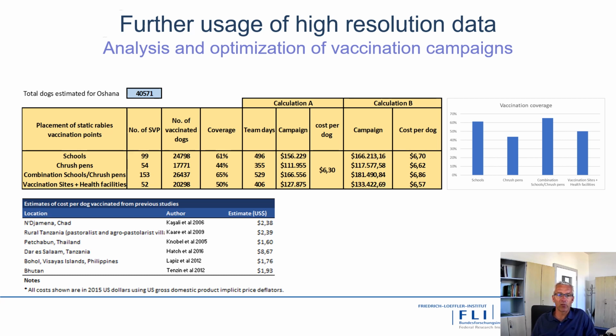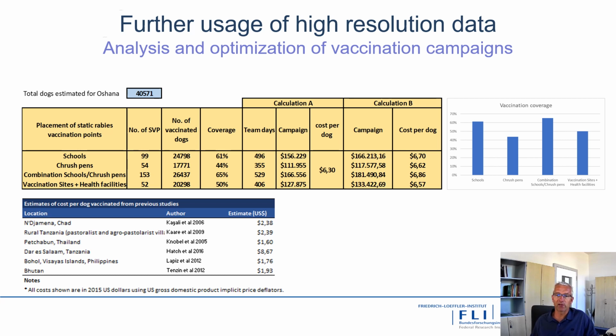Using crush pens only, we would reach only 44% of the dog population, as opposed to schools where we could reach 61%. The combination of schools and crush pens, because of this overlap, only goes up to 65%, meaning it becomes extremely difficult to reach the 70% threshold of vaccination coverage. If you switch to vaccination sites at health facilities, only 50% of dogs will be vaccinated.